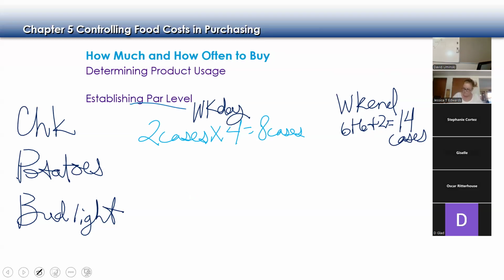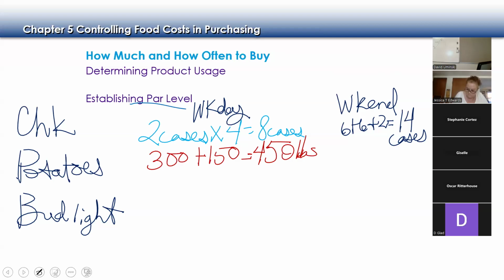Let's look at potatoes. So Monday, Tuesday, Wednesday, Thursday, is it all the same? No, we've got 150 on Thursday. So 300 for Monday, Tuesday, Wednesday, plus 150 for Thursday. Right, so my par is 450 pounds for potatoes.